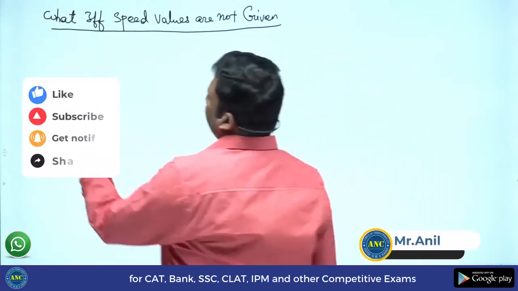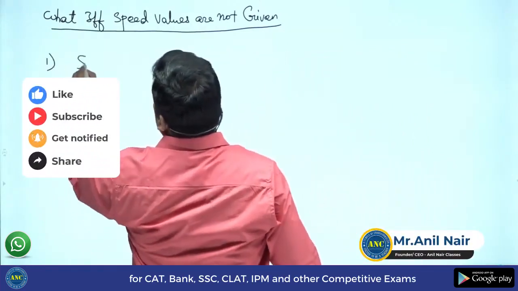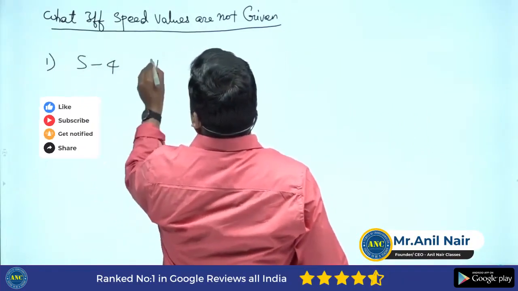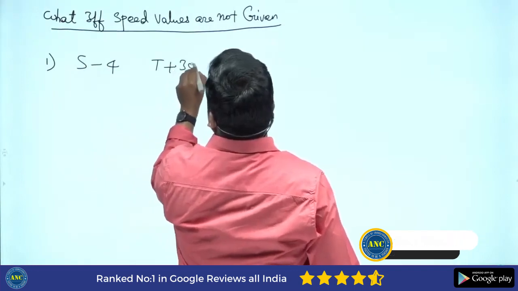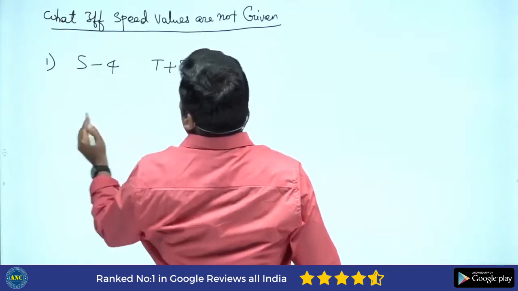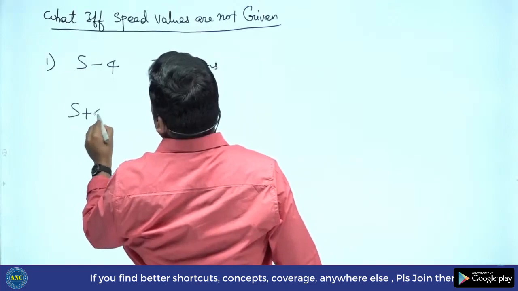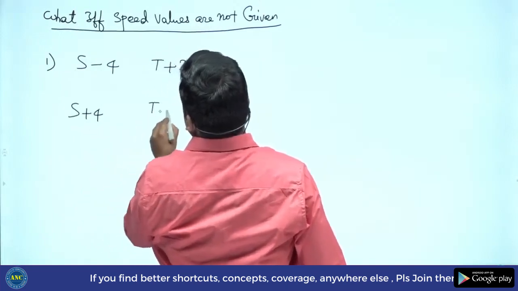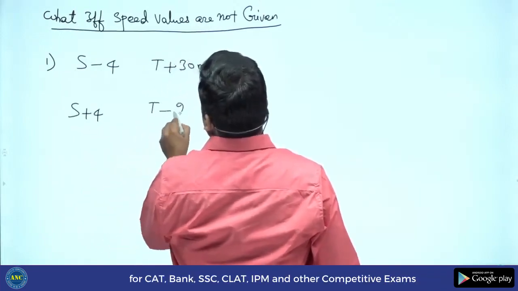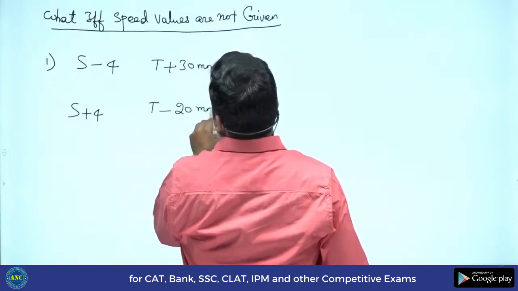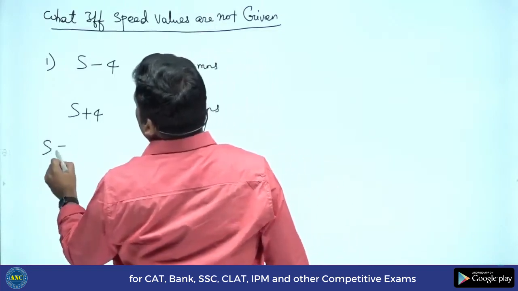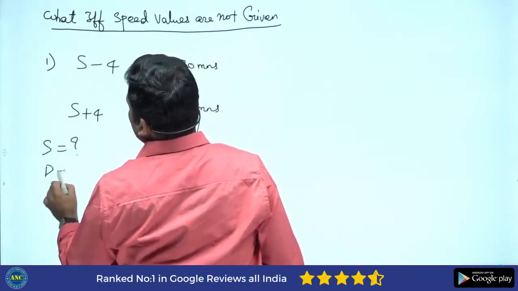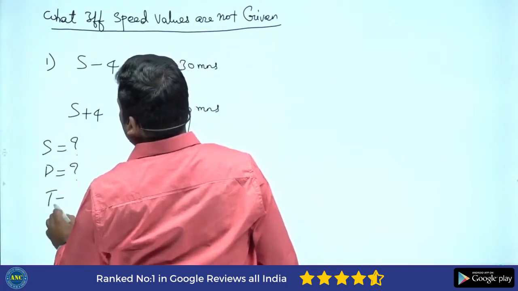First question. Speed is decreased by 4, I take 30 minutes more. Speed is increased by 4, I take 20 minutes less. Find the actual speed, actual distance, and actual time.